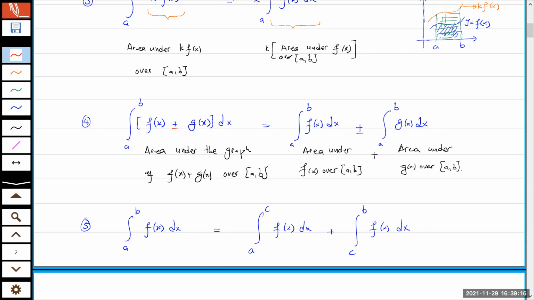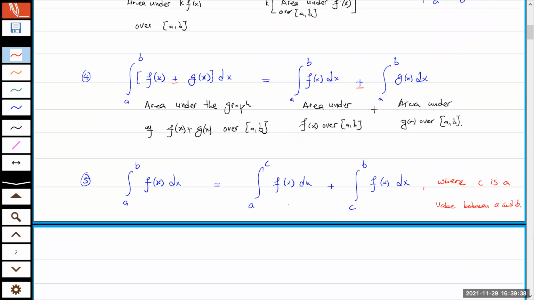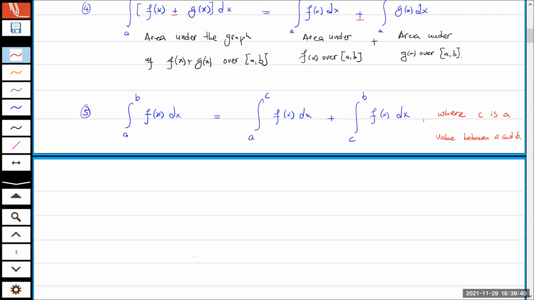where c is a value between a and b. So you pick any value between a and b, and you can split your area at this value c. Once again, graphically, it'll make more sense.